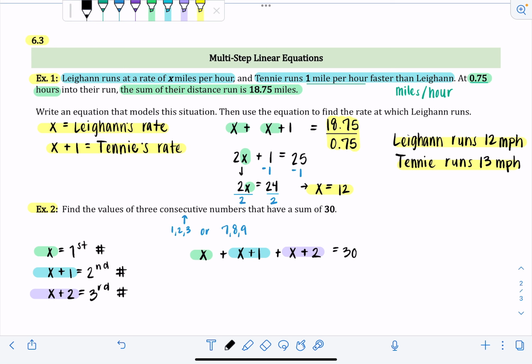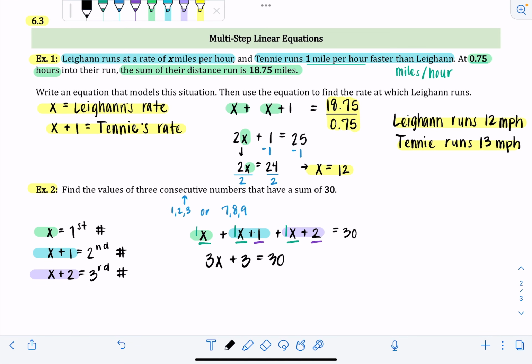So now I have some like terms that I can combine. I have a bunch of x's: 1x right here, 1x right here, and 1x right here. When I add those x's together, I think of them as 1x, 1x, and 1x, and I add the coefficients, the number in front. So 1 plus 1 plus 1 would be 3x. And then I can also add my constants, the numbers that don't have a variable. So it'd be 1 plus 2, which is 3. Equals, bring down my 30. And now I have a two-step equation that I can solve.